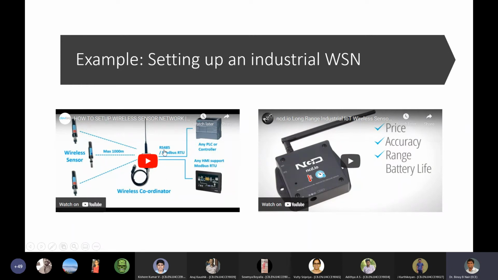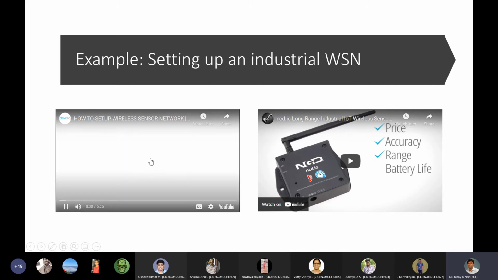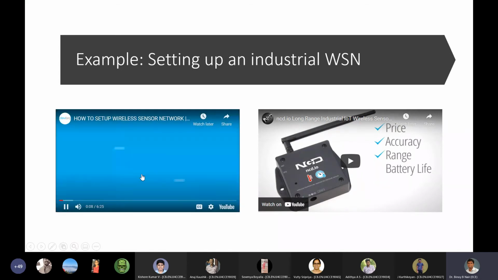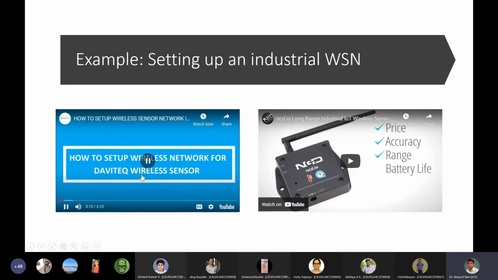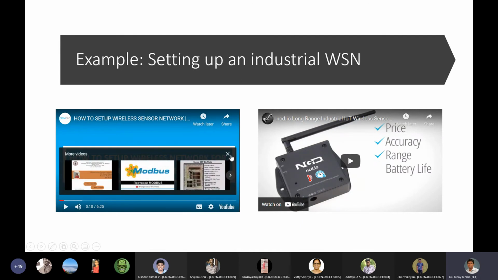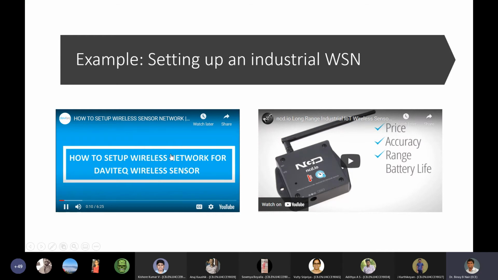So what I will show you now is a basic idea of how to set up a typical wireless sensor network from an industrial system. A very short video. So we'll just go through that very quickly. Is the audio okay? Yes. Okay.